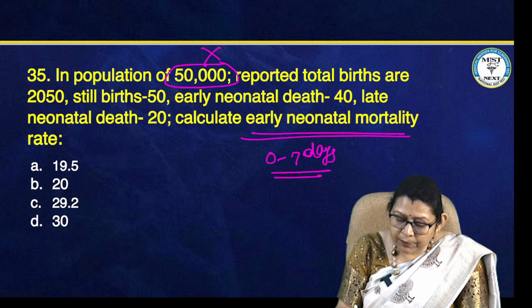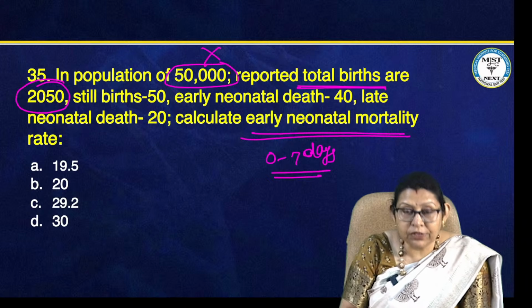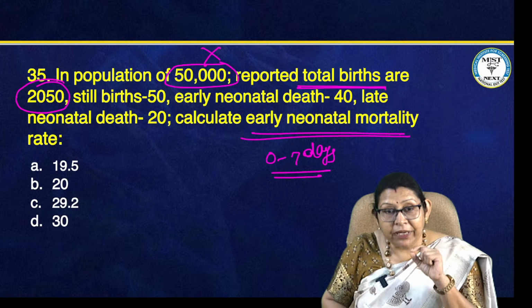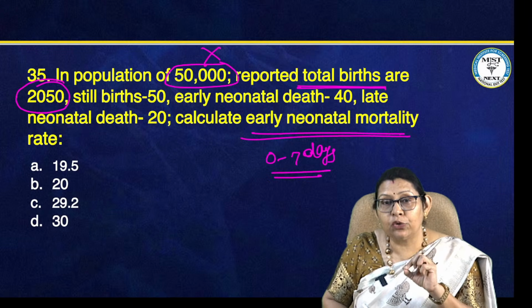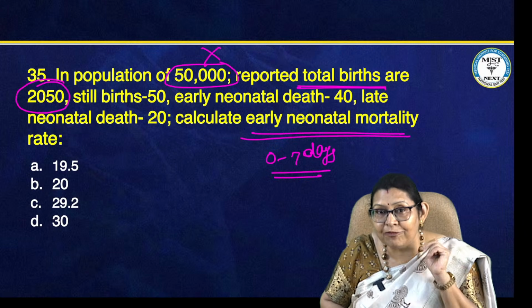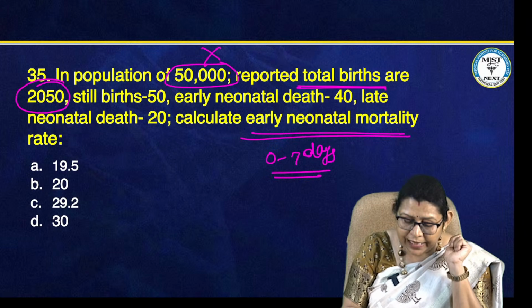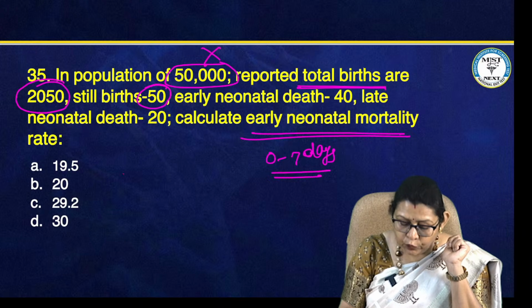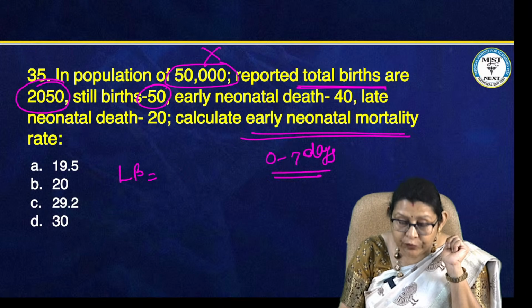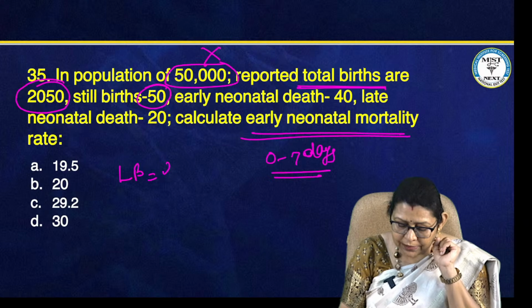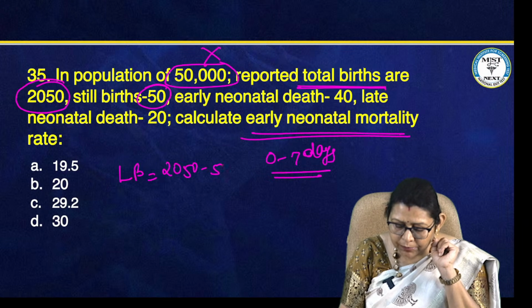ठीक है. Reported live births, total births are 2050. अब यहाँ पे कैच है. मेरी डेफिनेशन क्या है? Deaths in 0 to 7 days per 1000 live births. यहाँ पे total births दिया है and stillbirth दिया है. So what is my total live births? You have to minus the stillbirth. So it is 2050 minus 50, that is 2000.